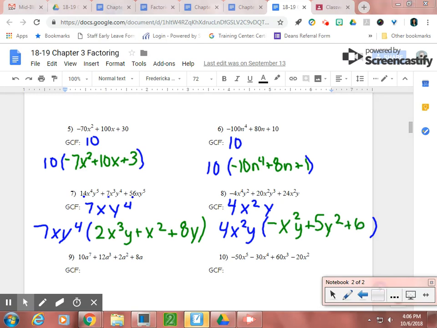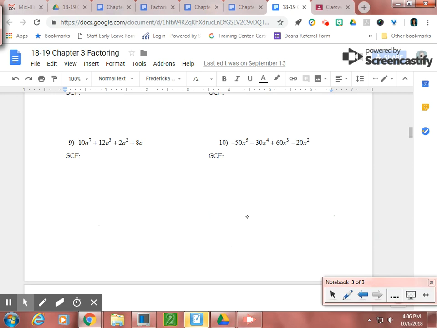Okay, so let's look at our last two. Really, they're all just the same. There's just more parts to this. So this one's greatest common factor is 2a. They're all divisible by 2 and at least 1a. So when I divide this out, I have 5a to the 6th, 6a squared, just a single a, and then 4.